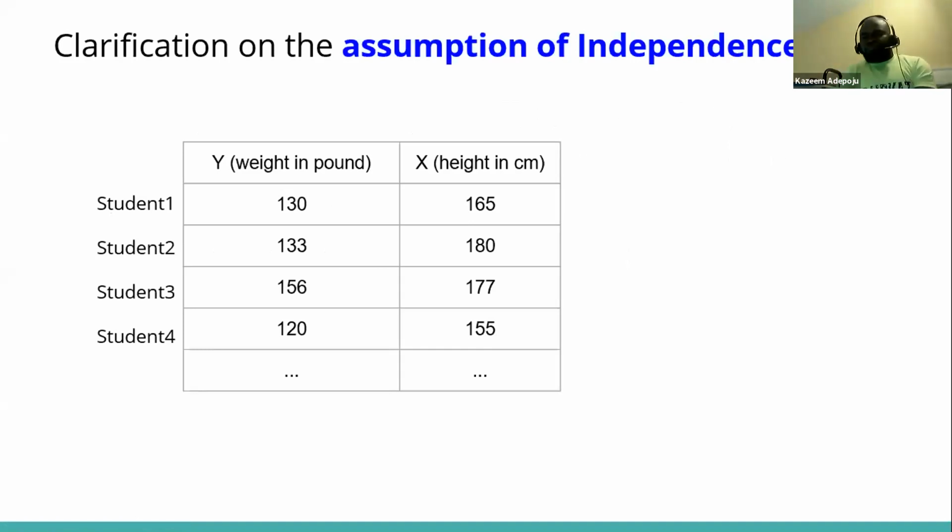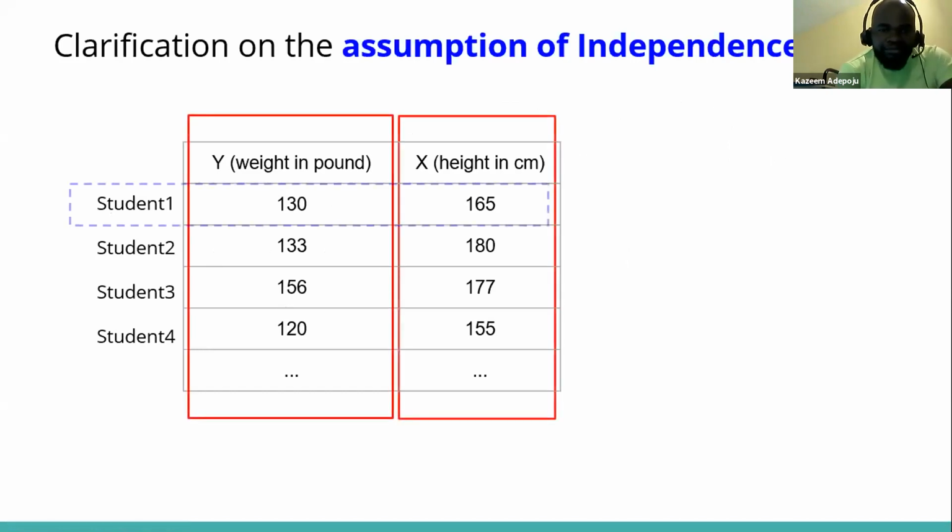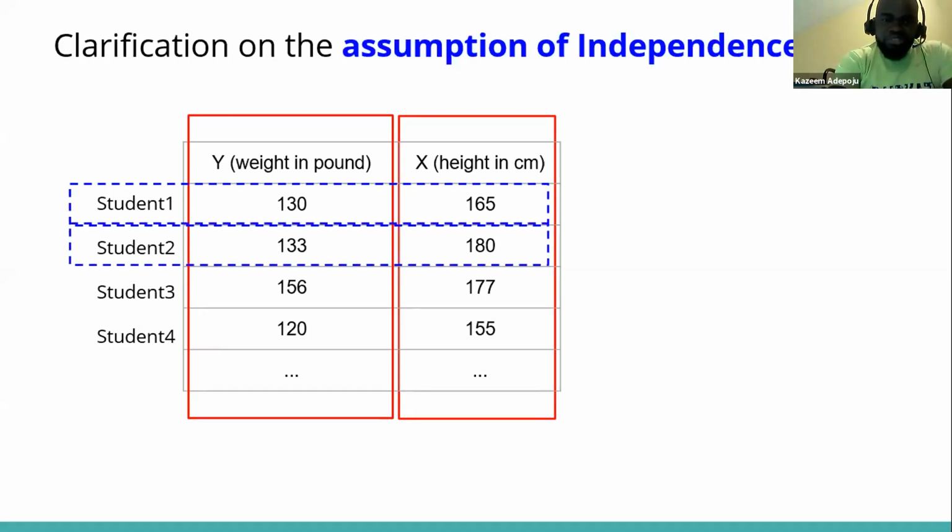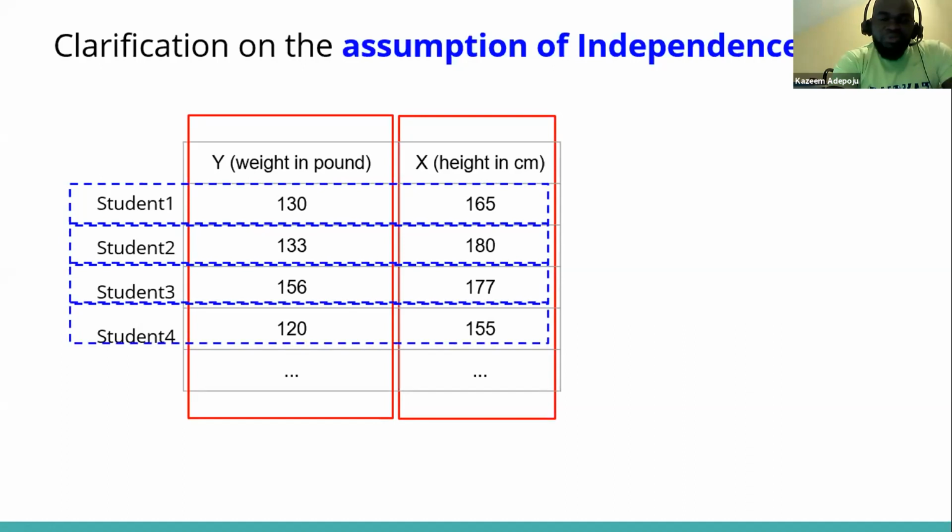Now, the next thing we want to talk about is using the relationship between weight and height to explain the assumption of independence. We have student 1, student 2, and there are a lot of students right here, but I'm only showing you 4 students, with their weight and height. That is the height and weight of student 1, that is student 2, that is student 3, and that is student 4.